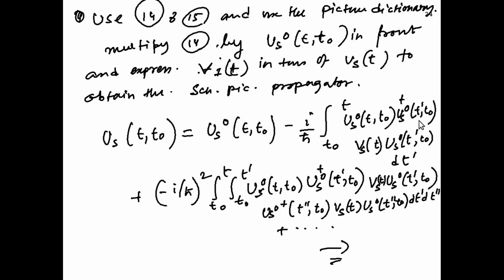So what happens in this term? This is a propagator which takes you from t0 to t prime, and another propagator takes you from t0 to t, and t prime is some intermediate step, so you integrate over that t prime. We will immediately see how to interpret this whole thing and how the picture comes up.